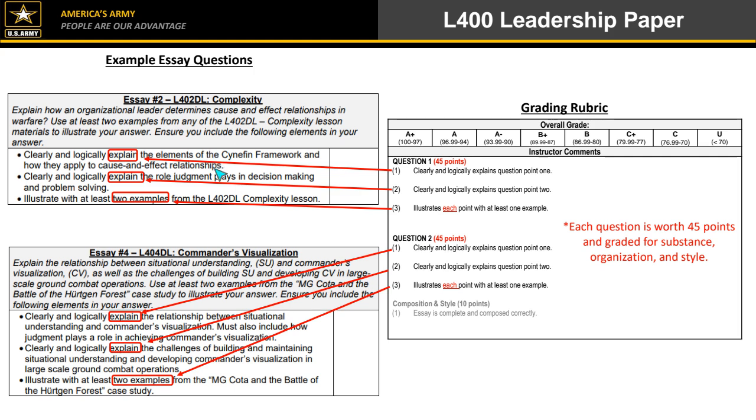And then when you look at your second essay, we're going to have you do exactly the same process. In this example, this is essay number 2, and it's from the L400 case study about complexity. Here again, we want you to clearly explain the elements of a Cynefin framework, and how to apply the cause and effect relationships. And then we want you to clearly explain the role of judgment in decision making. And then we want you to provide an example of each from the L402 lesson.